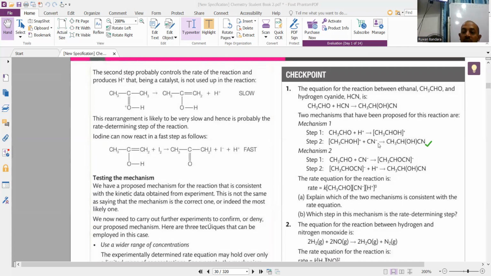If the second step is the slower step, all the reactants up to the second step we have to add. Therefore, all three are in the rate equation. That's why it's wrong. So mechanism 2 is consistent with the rate equation, because the rate equation says only CH3CHO and CN minus are in the slower step. Fast, yes. The rate determining step is again the first step. Clear? Good.